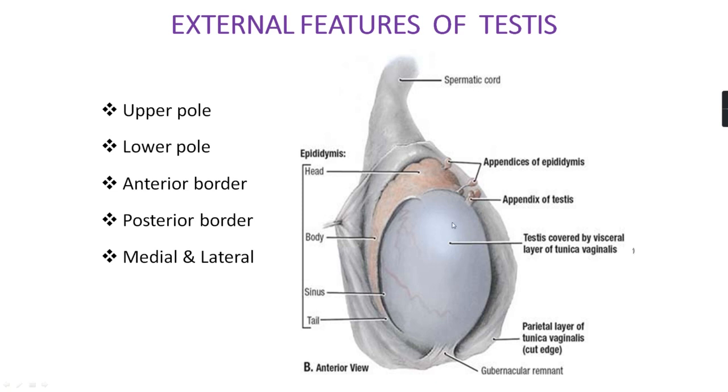See, you can see here in the figure, at the upper pole of the testis there is a small oval body attached, that is called the appendix of the testis. It is the remnant of the paramesonephric duct.